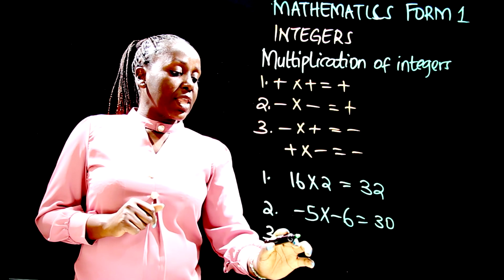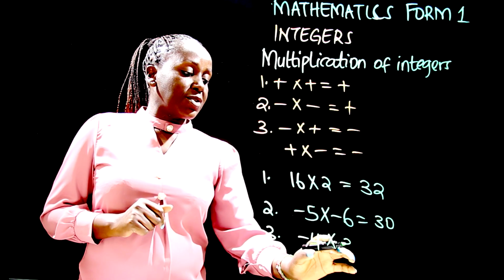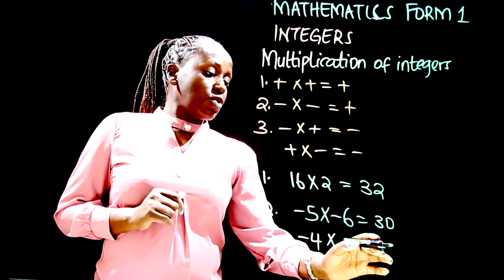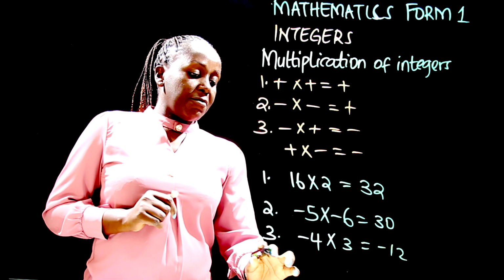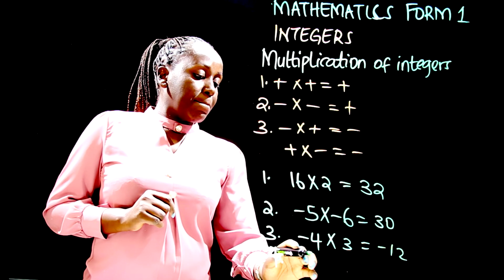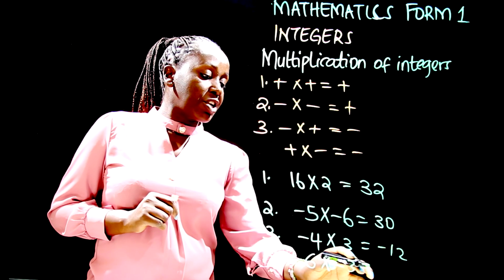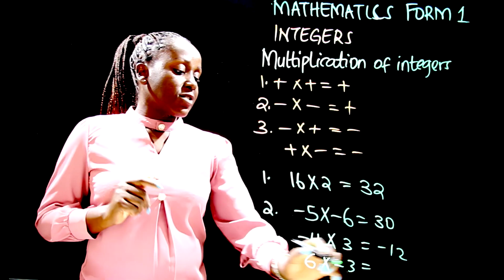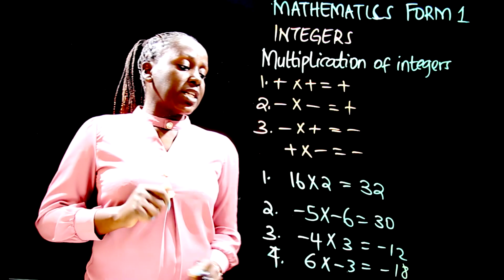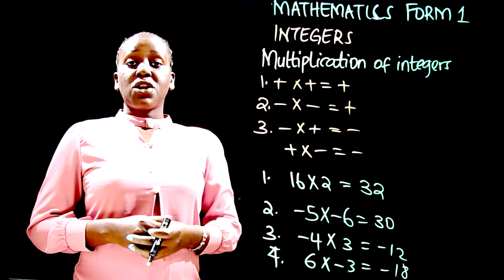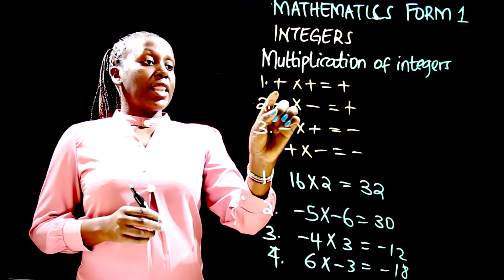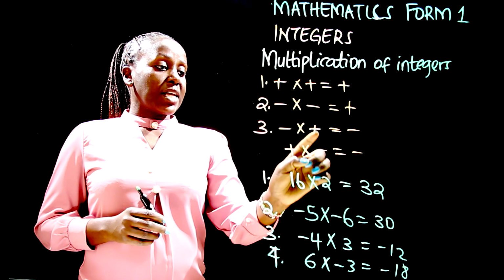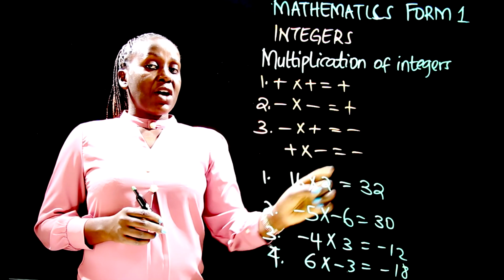Then number 3, -4 times +3. So negative times positive is equal to -12. And then finally, 6 times -3. So 6 is positive, 3 is negative. You get a negative answer, so -18. So when doing multiplication, you just need to remember these rules, that when the signs are the same, you get a positive answer, but when the signs are different, you get a negative answer.